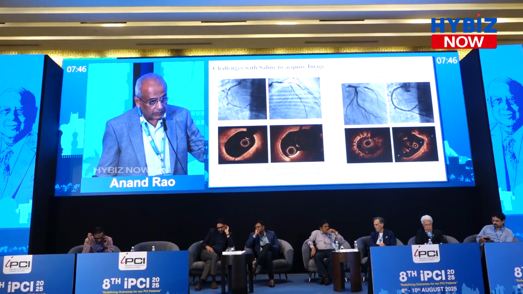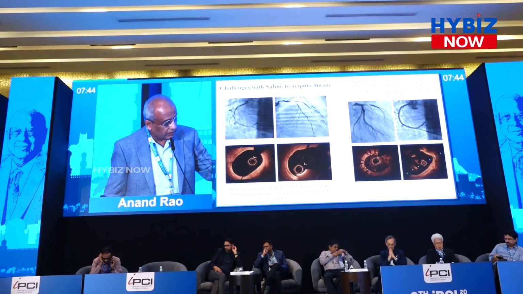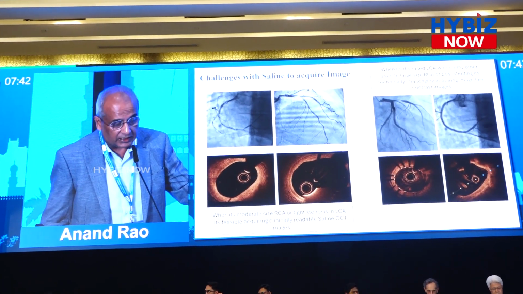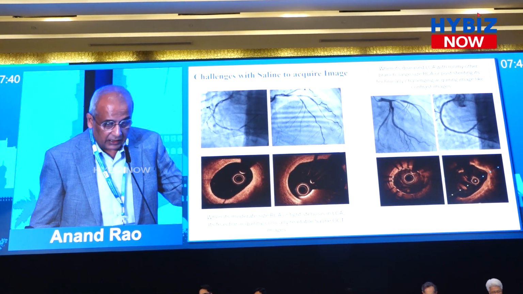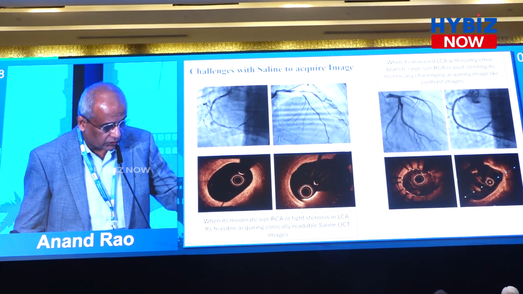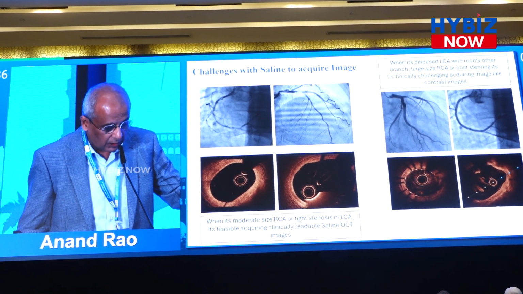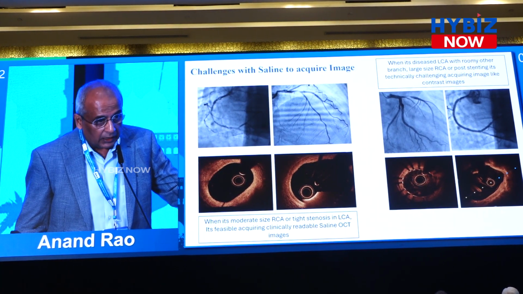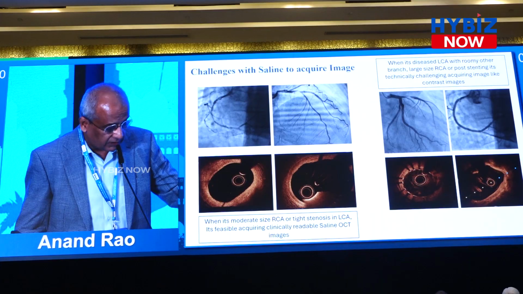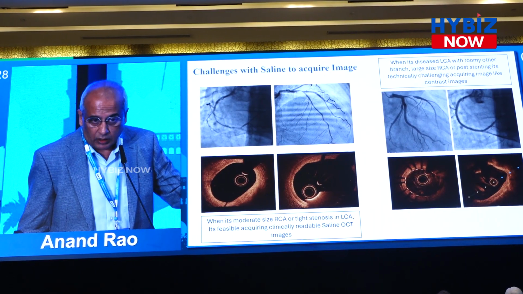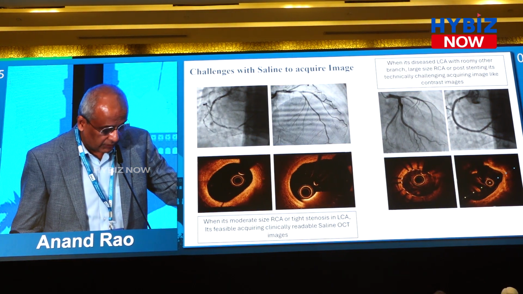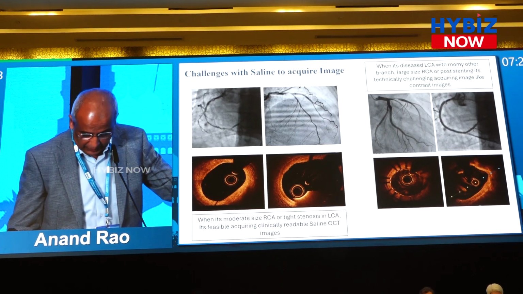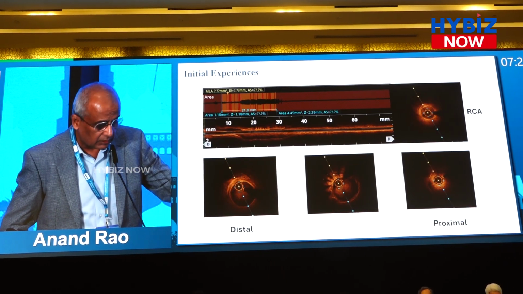Second, if it's a diseased vessel, you get much better pictures because the resistance is there, and your saline goes in well. But once you stent these vessels, for example an RCA, the resistance is not much, the clearance is not that great, and then you have trouble. So this was all our initial experience.